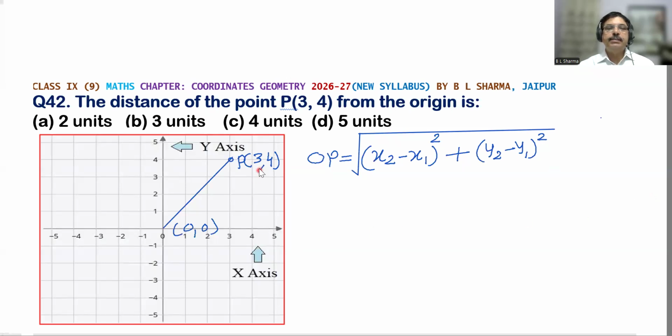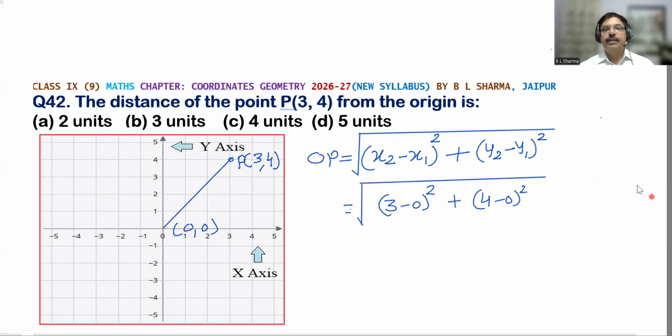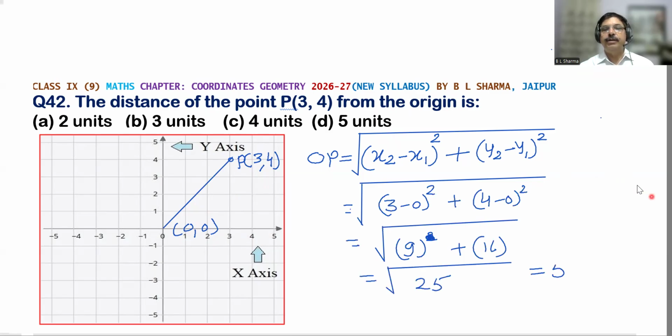Here x2 is 3, x1 is 0, y2 is 4, y1 is 0. So putting the value, 3 minus 0 whole square, 4 minus 0 whole square, taking square root of it. This 3 square is 9 and 4 square is 16. So 9 plus 16, that is 25, square root of it, and square root of 25 is 5. So the distance of P is equal to 5 units, means distance of the point P from the origin is 5 units. So D is the correct option.